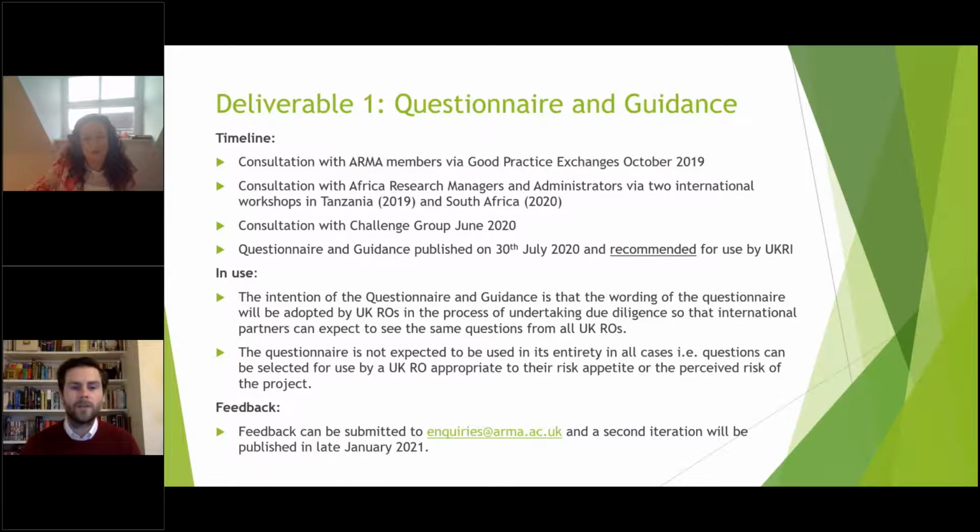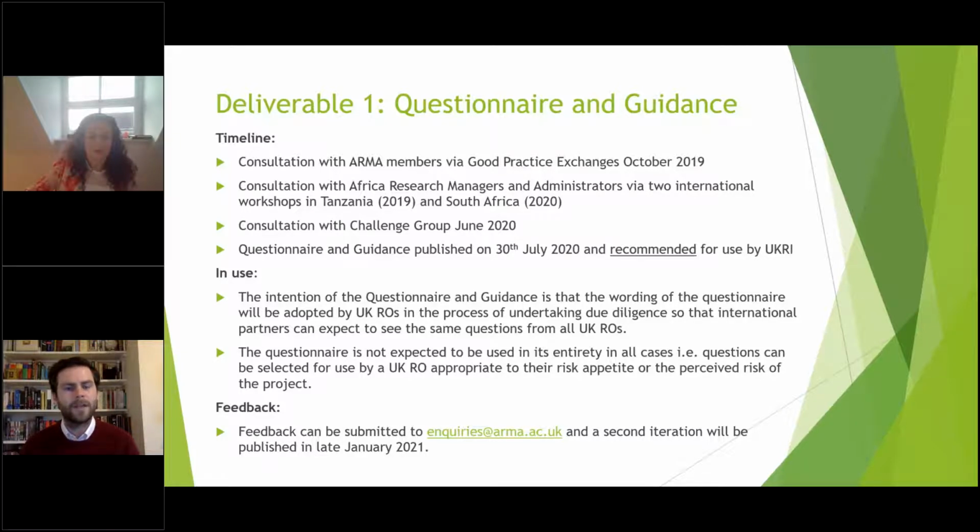The first iteration of the questionnaire and guidance was published this year on the 30th of July and is recommended for use by UKRI. At this point in time, it isn't mandated for use, but rather it's recommended for use by UKRI and intended to be adopted so that international partners can expect to receive the same set of questions when dealing with due diligence requests.